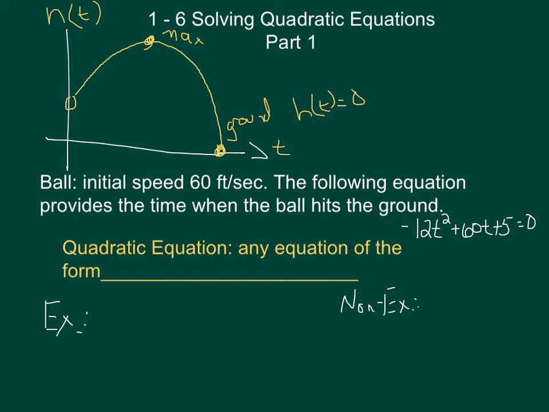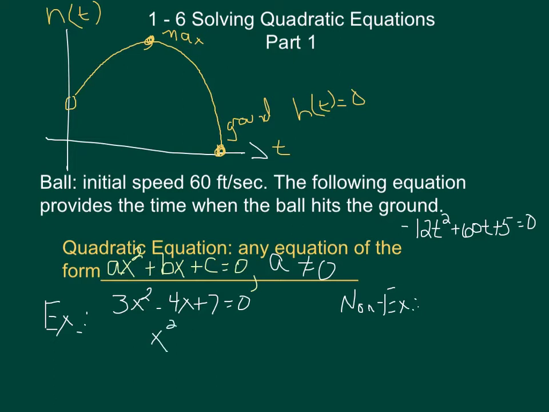This leads us to our definition of a quadratic equation. It's any equation of the form ax squared plus bx plus c equals 0, where a cannot be 0. A cannot be 0, otherwise it wouldn't be a quadratic equation. Some examples are 3x squared minus 4x plus 7 equals 0, sorry. x squared minus 10 equals 0. That's an example that's missing the b term, or the linear term.